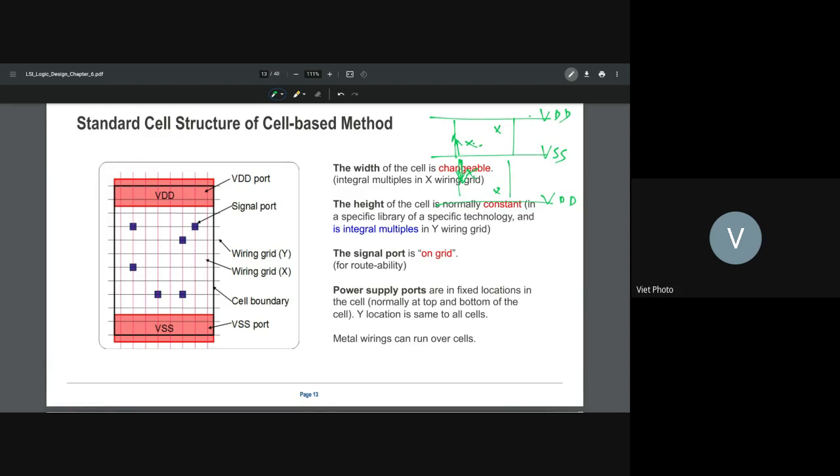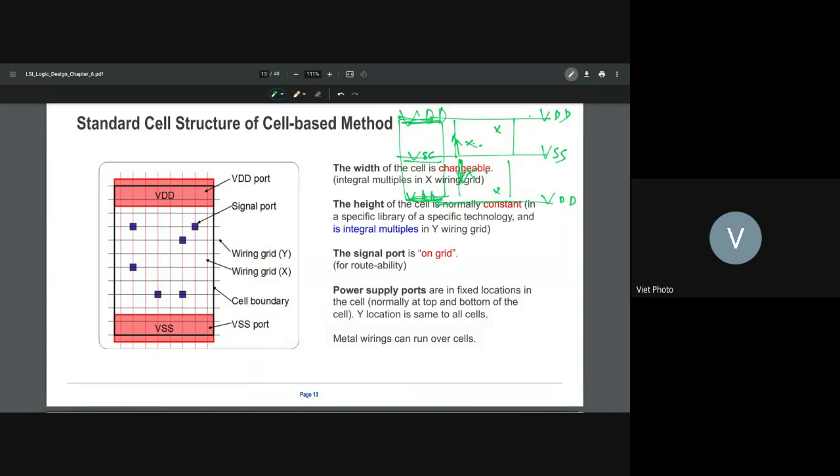Because of the multiple, it means you can put it like that. Even with multiple rows, it will have a VDD here, inside it will have a VSS here and VDD here. That means you don't have a VDD up here and VSS down here only, because when you plug into the design, this one needs to be VDD. So every row will have VDD and VSS alternately.